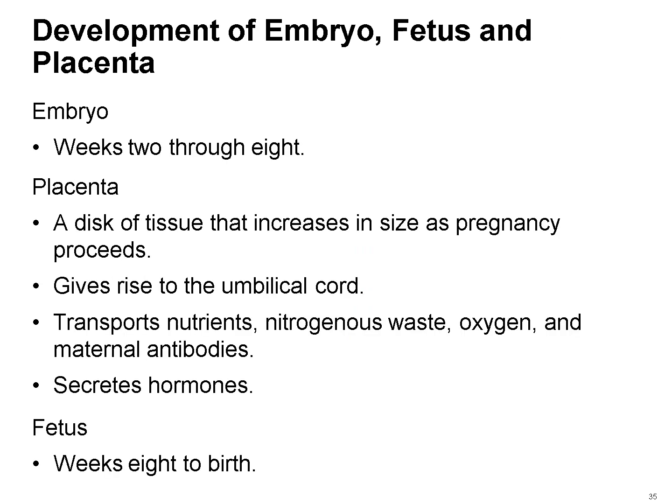The development of a baby during pregnancy is a remarkable journey, marked by distinct stages and supported by critical structures like the placenta. Let's review these stages and important terms associated with pregnancy. The embryonic stage lasts from weeks 2 through 8 of gestation. During this phase, the foundations for all major organs and body systems are established, making it a critical period in development. The placenta is a disc of tissue that grows throughout pregnancy and gives rise to the umbilical cord, connecting the baby to the mother.